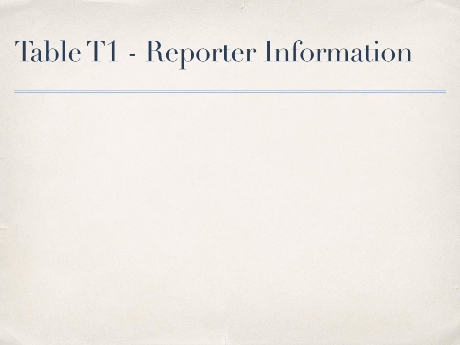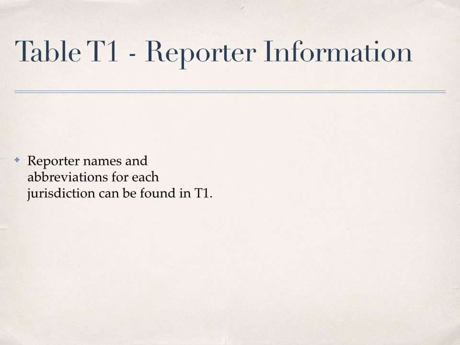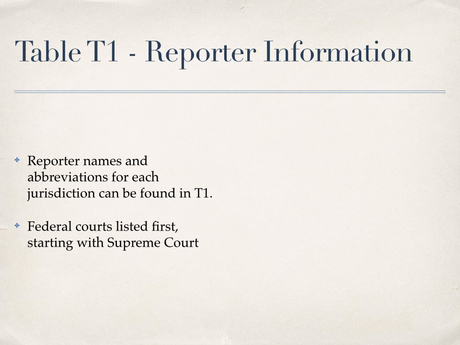So where do you find the abbreviations for reporters? That would be in Table T1. T1 contains the reporter names and abbreviations for every U.S. jurisdiction. Federal courts are listed first, starting with the Supreme Court.